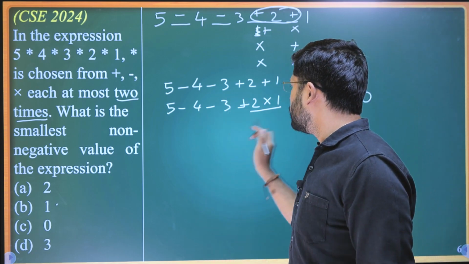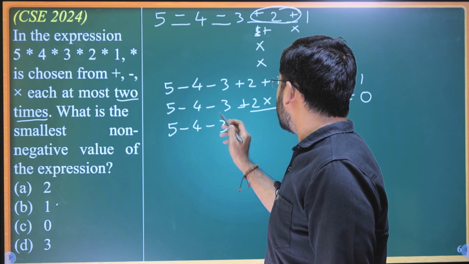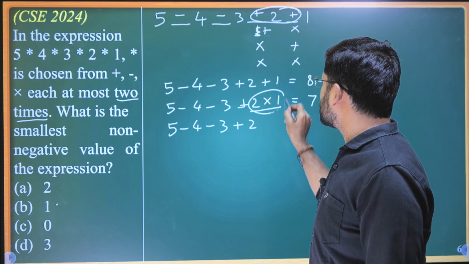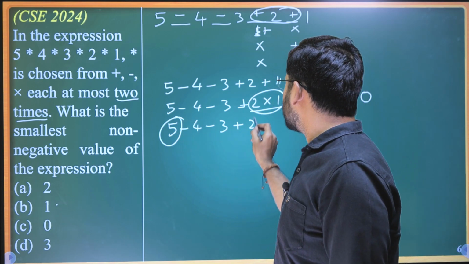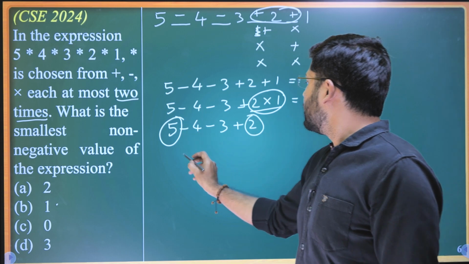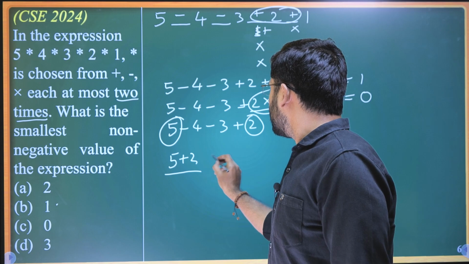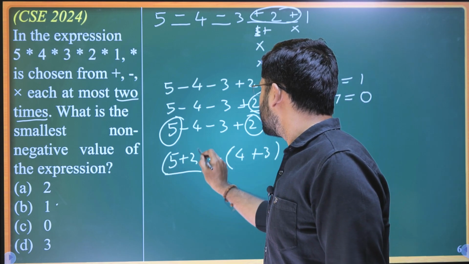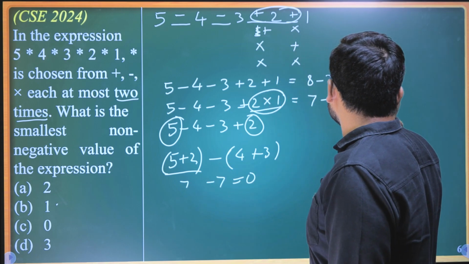Okay, I will expand this one for your easy understanding. 5 minus 4 minus 3 plus 2, because BODMAS rule says that do multiplication first. Then we'll do addition first. Addition we'll do between this one and this one because they have plus sign. So you get 5 plus 2. Then if you take minus common, you have 4 plus 3. 5 plus 2, 4 minus 3, that would be 7 minus 7. So which will give you value 0.